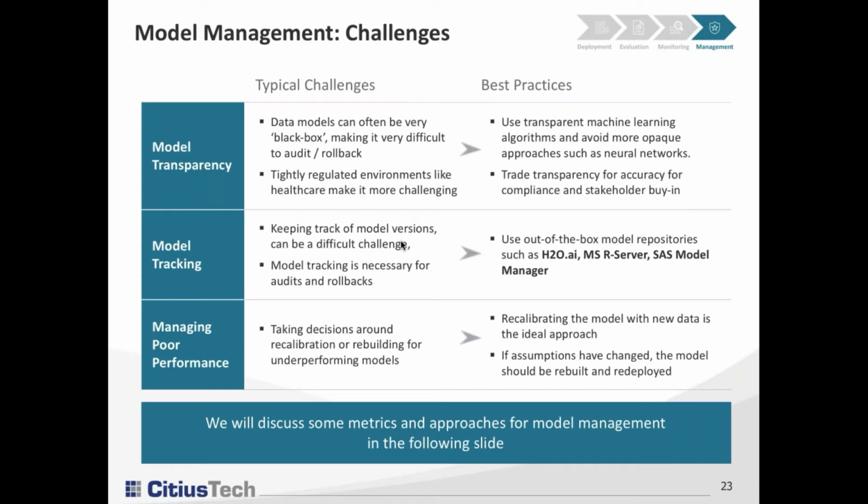So the next piece is around model tracking. This is also a key consideration. It's important to have a platform that's capable of managing multiple versions of a given model, or a set of models actually, for the purpose of audits and rollbacks. Especially as business priorities change, a previous version of the model may become more relevant.